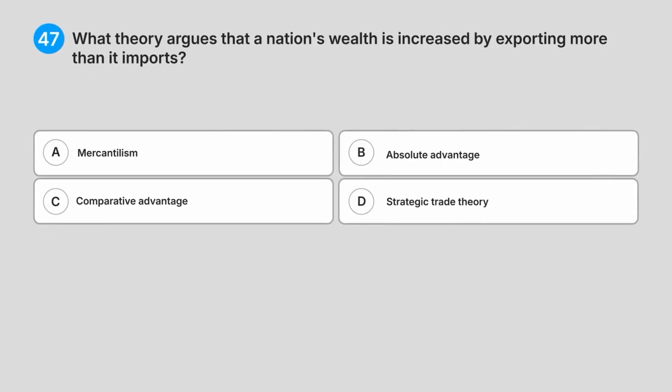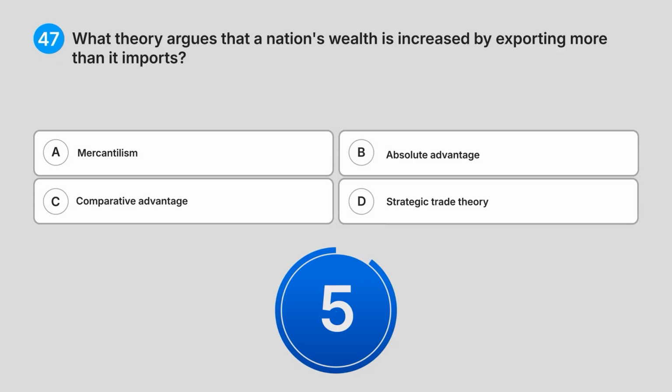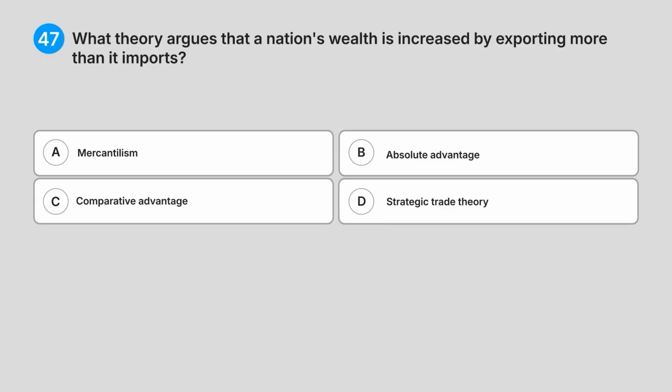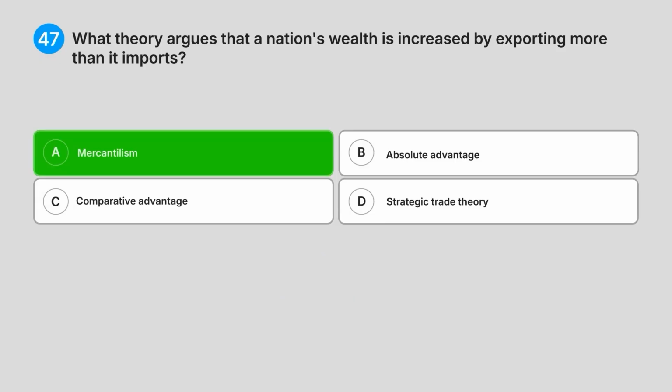47. What theory argues that a nation's wealth is increased by exporting more than it imports? A. Mercantilism, B. Absolute advantage, C. Comparative advantage, D. Strategic trade theory. Can you guess the answer? Correct answer, A. Mercantilism.